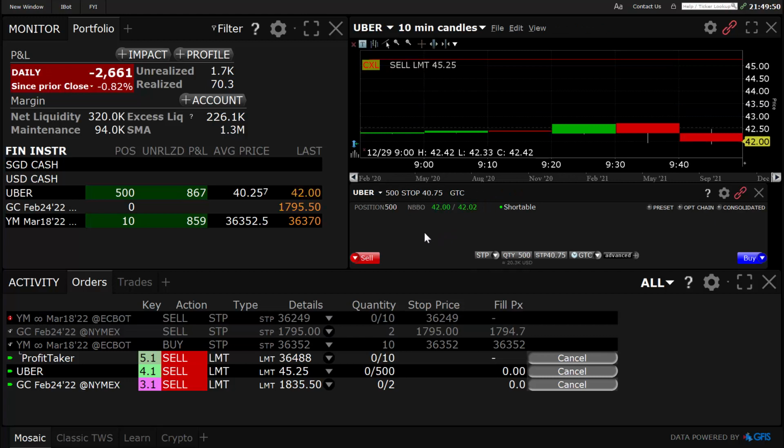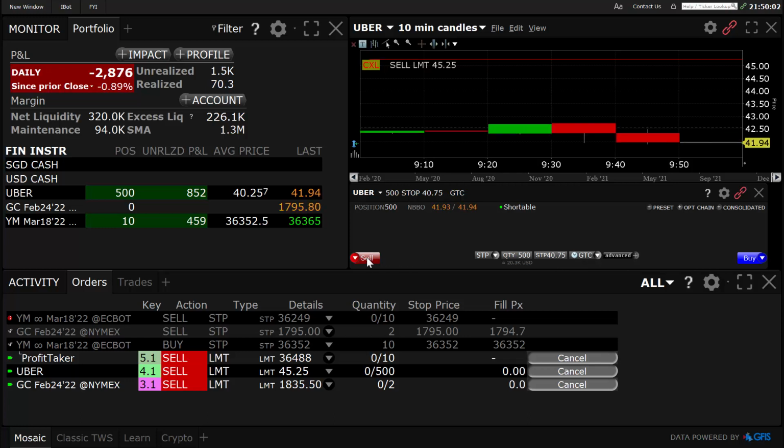Okay, I'm going to place a stop on the Uber trade. This is going to be a sell stop, 500 quantity. Stop at 40.75, good till canceled. Let's go ahead and place it.